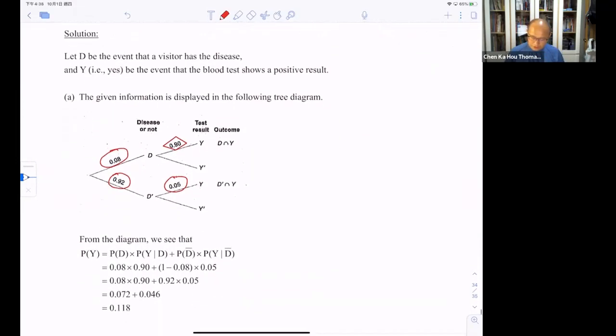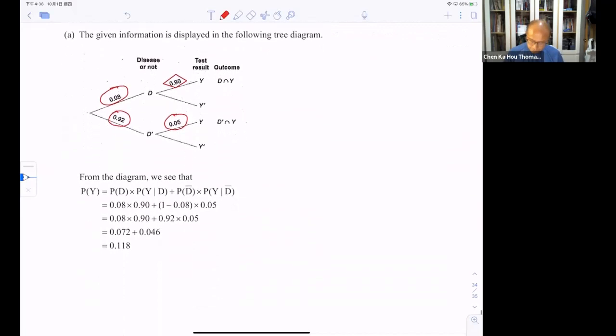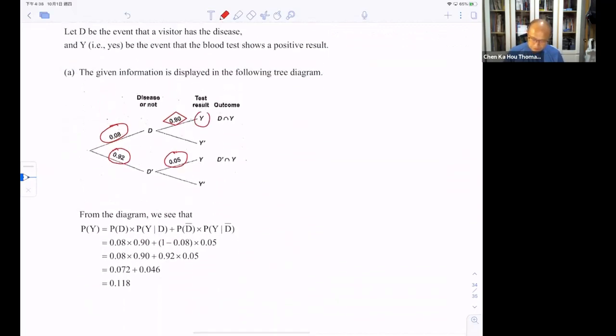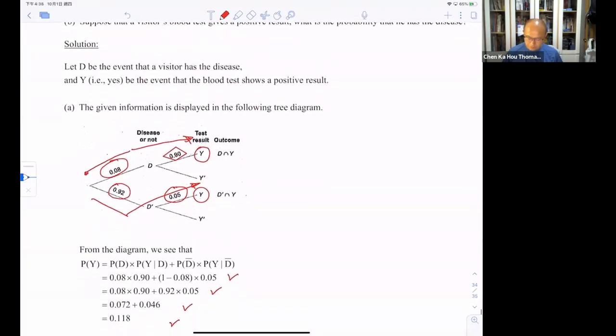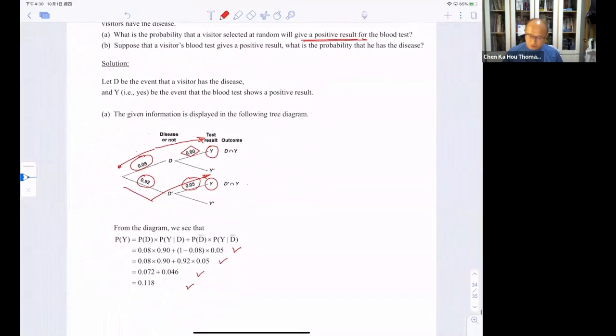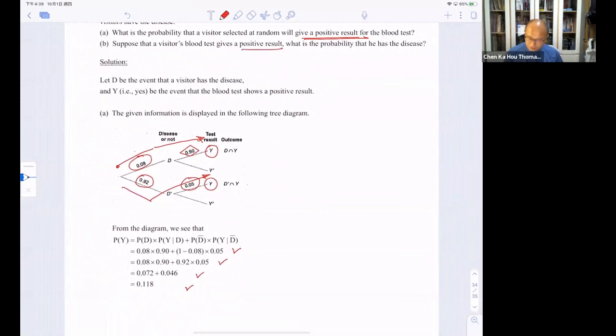What is the probability that a visitor selected at random will give a positive result? So we trace the diagram. This is a positive result, and this is a positive result. So we trace this path combined with that one: path 1 plus path 2. So the answer is 0.118.